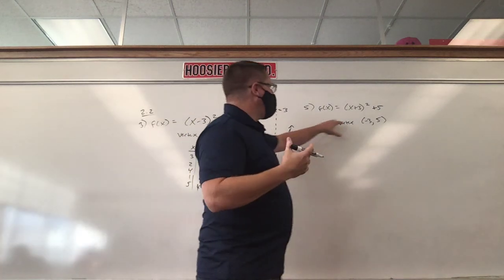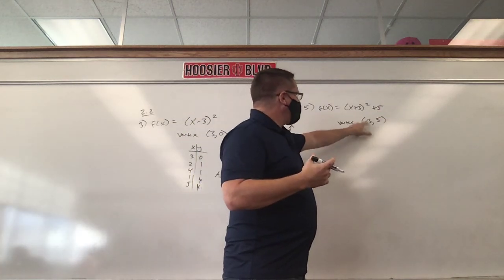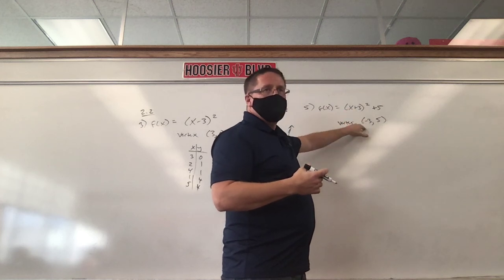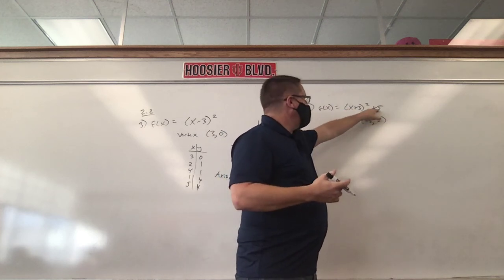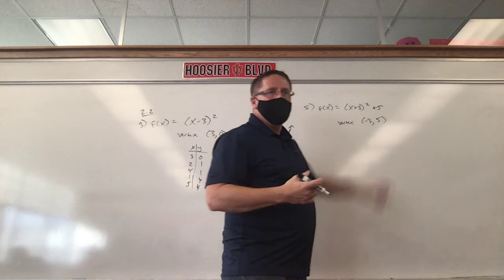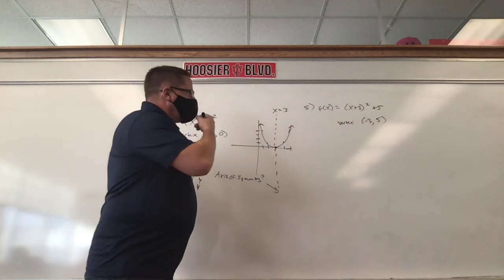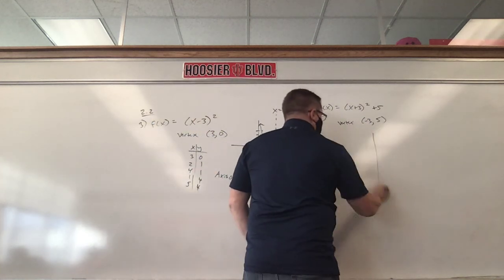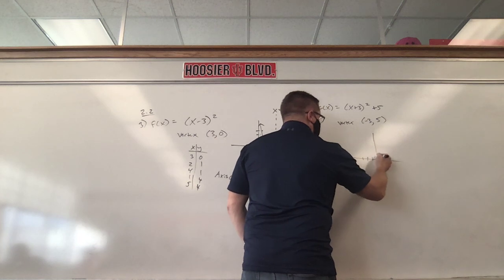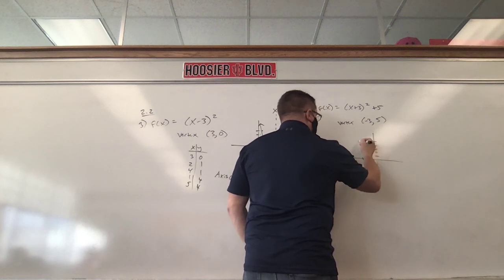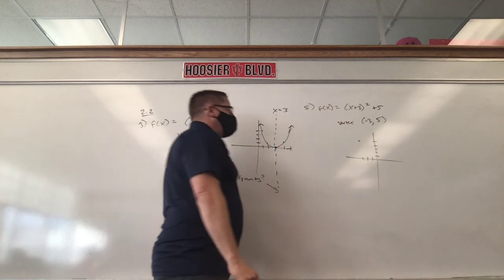If it's in this form, it's always the opposite of this number. That says plus 3. Put the opposite, minus 3. And then the same number here. Opposite, same. Okay? So the vertex is -3, 5. So we're going to go 3 left and up 5. Put our dot down. There's our vertex. Okay?